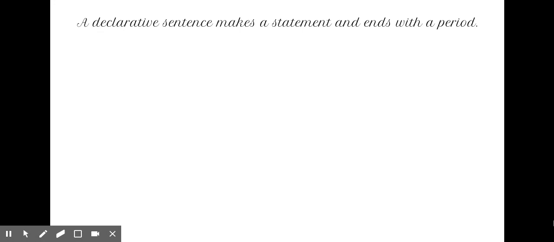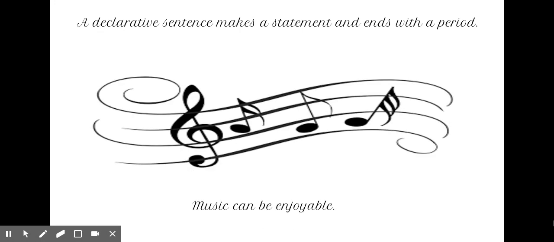A declarative sentence makes a statement and ends with a period. Take a look at this one, for example. Music can be enjoyable. I'm simply making a statement. There's no strong emotion there. I'm not asking a question. So declarative ends with a period.